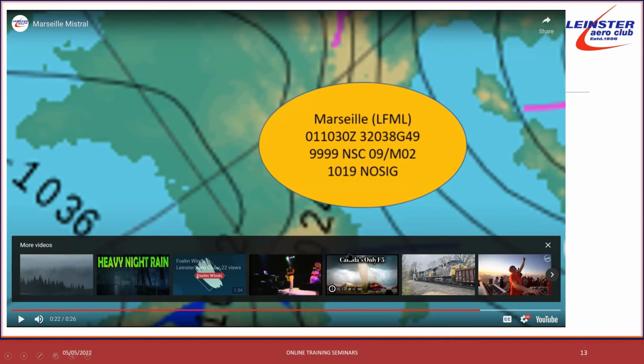Before we finish that one, you can see that at Marseille, during this event, the surface wind was 320 degrees, 38 knots, gusting 49 knots. So that's a typical Mistral.